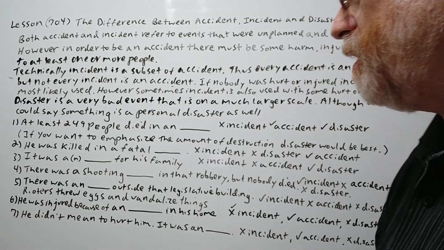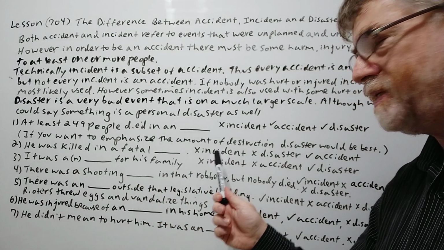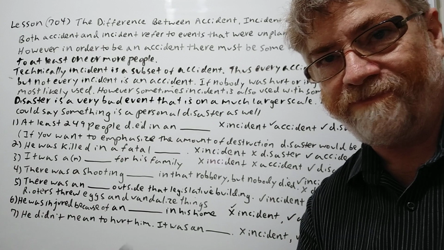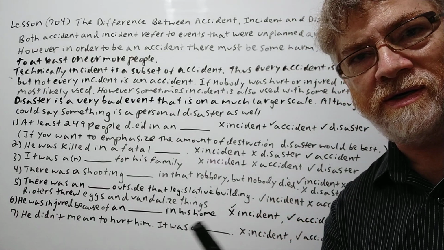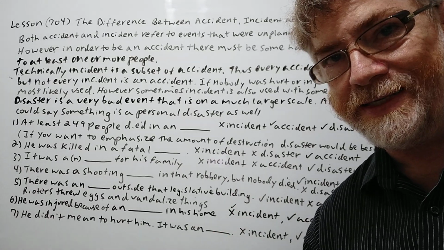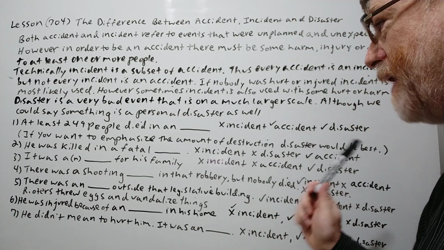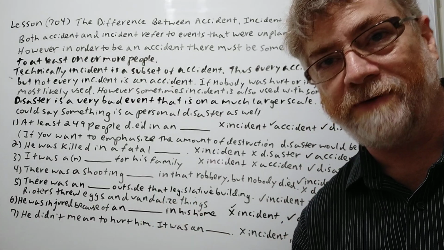Let's continue. All right, number 2, he was killed in a fatal... Now, again, incident would be too weak a word here. And disaster, since it's probably only one person, we're probably not going to say disaster here. So here, accident would be the best. He was killed in a fatal accident.